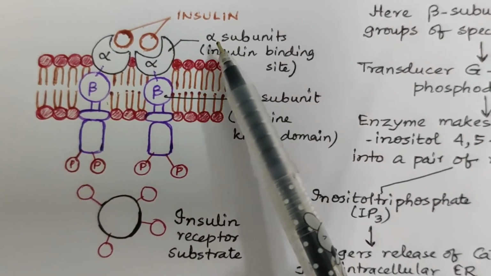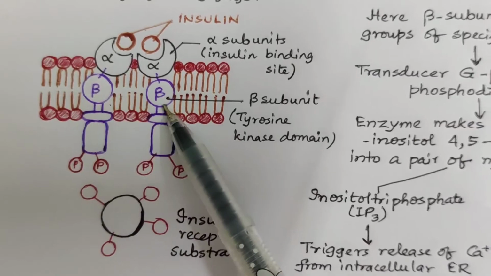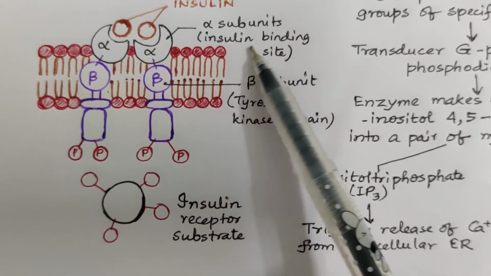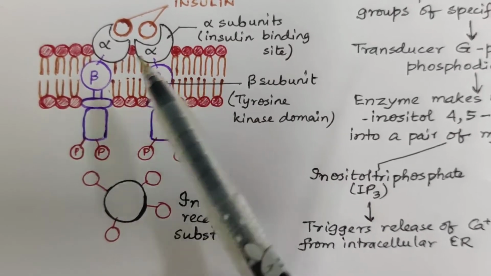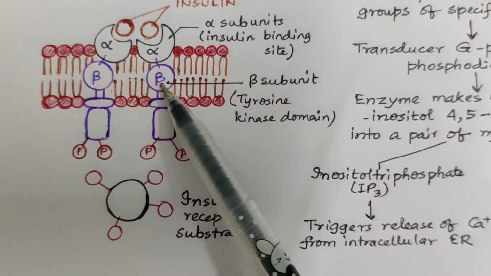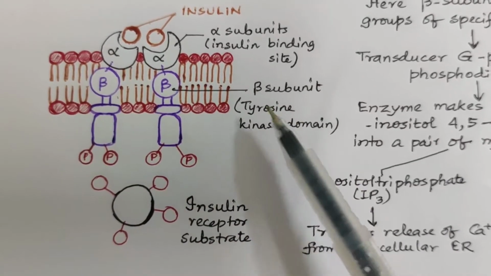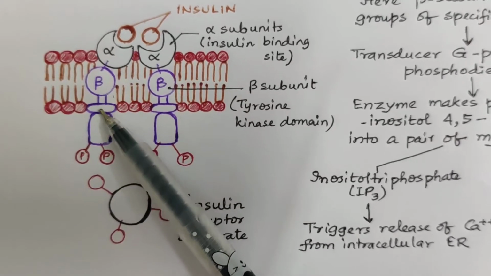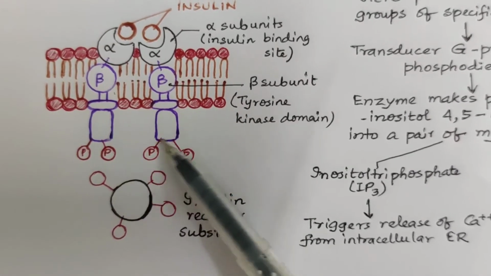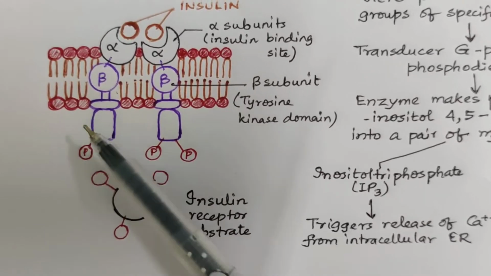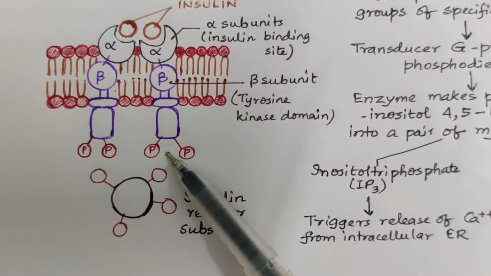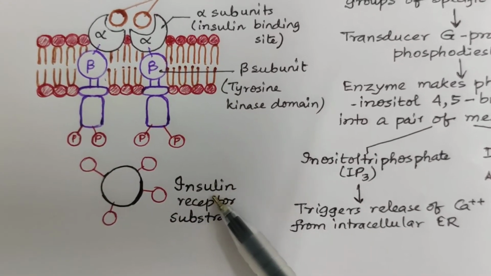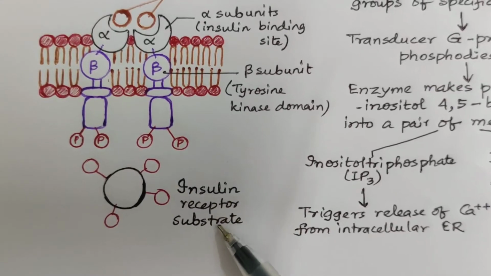It contains 4 subunits, 2 alpha and 2 beta. The alpha subunits are insulin binding subunits, which are at the insulin binding site of the membrane. Now it is combined with the beta subunit, which is a tyrosine kinase domain, meaning beta is the tyrosine kinase enzyme, spanning the entire membrane. Now this is the inside of the cell. The inside of the cell releases phosphates. These phosphates, in turn, attract the insulin receptor substrate.